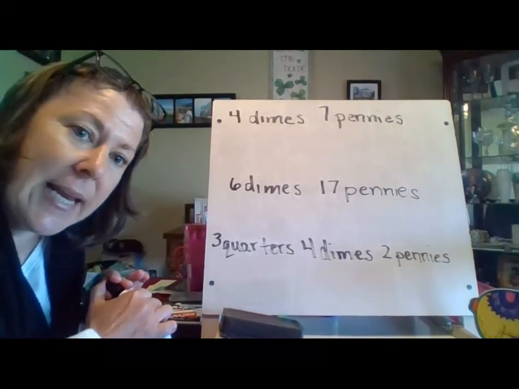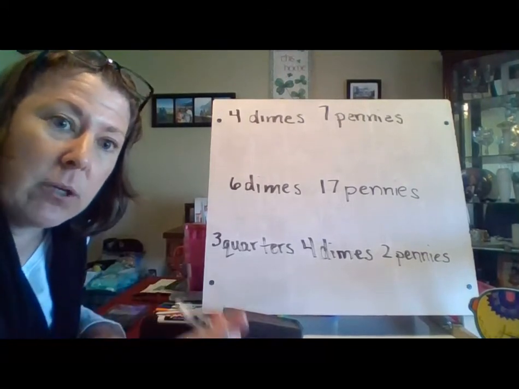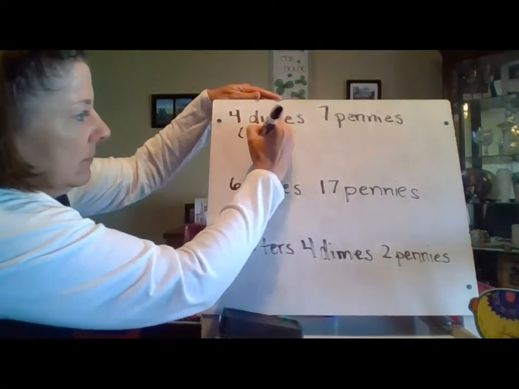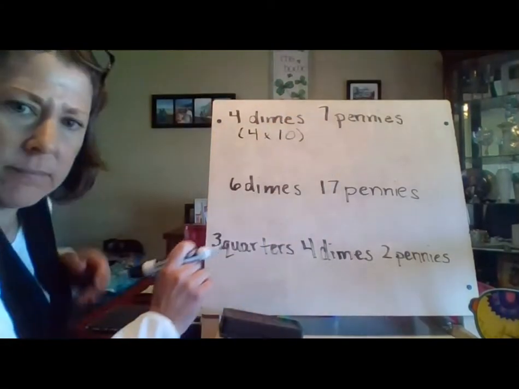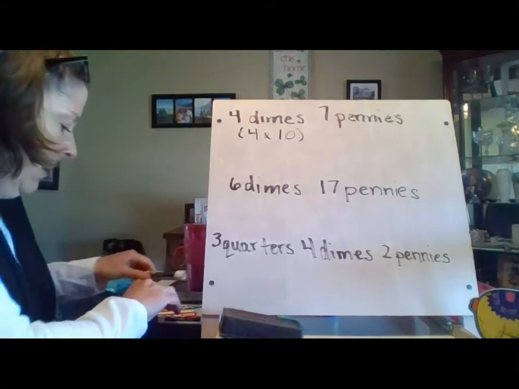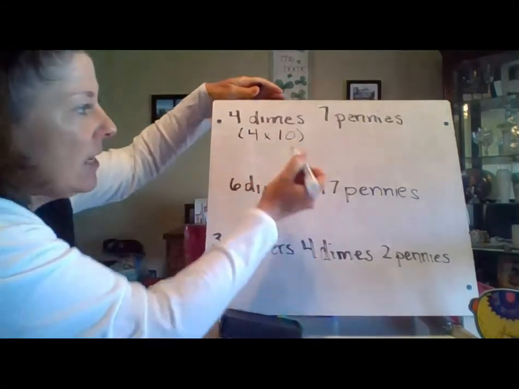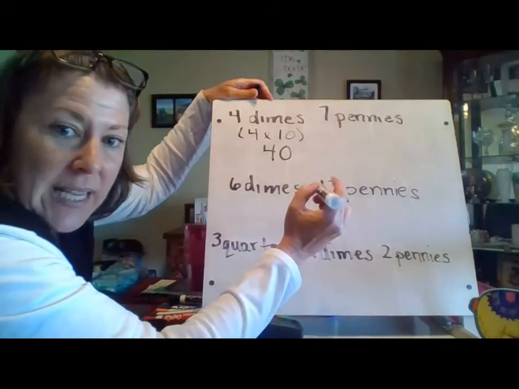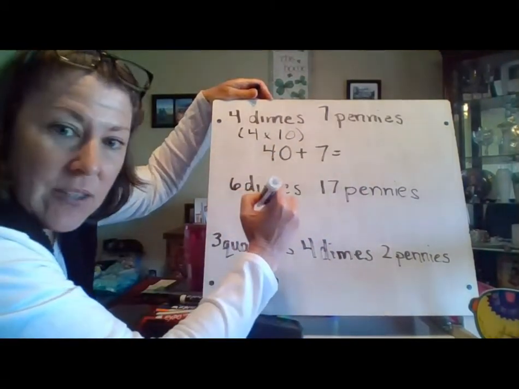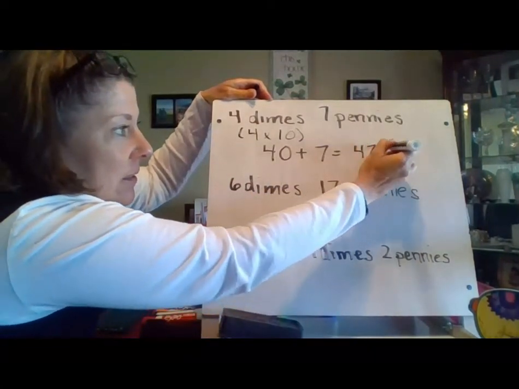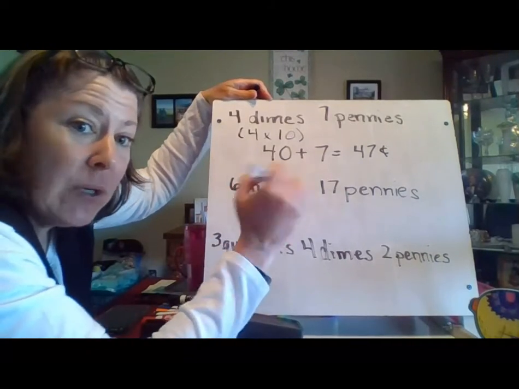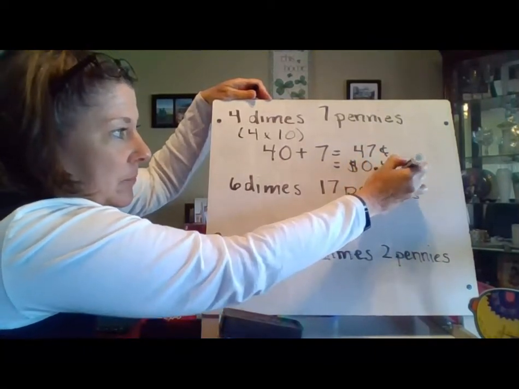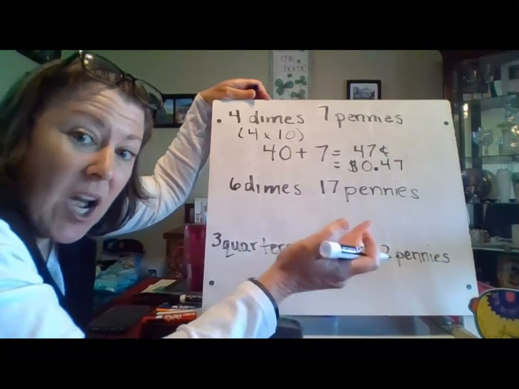So let's look at our first one. We have 4 dimes and 7 pennies. Well, let's remember what a dime is worth. A dime is worth 10 cents. So to help me out, that marker's not working very well. Let's switch. It's 4 times 10, so that's 40 cents plus another 7 is 47 cents. However, I want to write it as my decimal, which is basically writing it as like 47 hundredths.